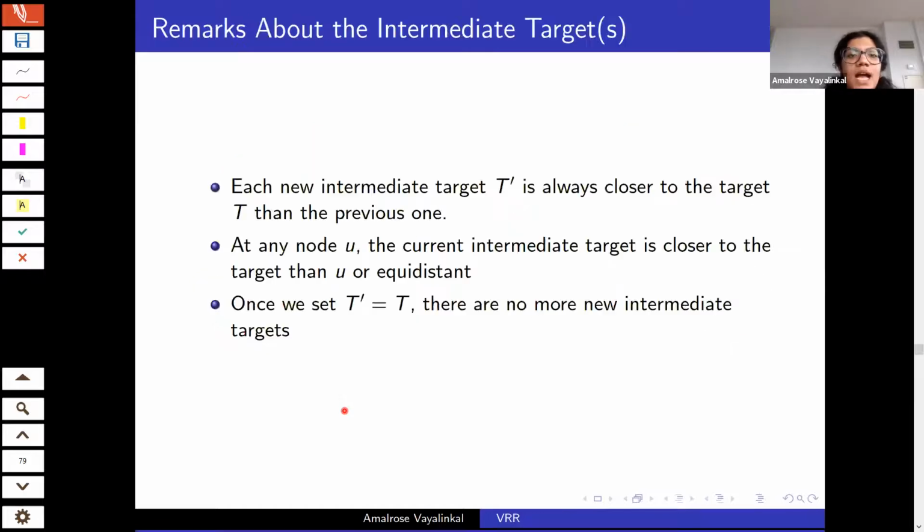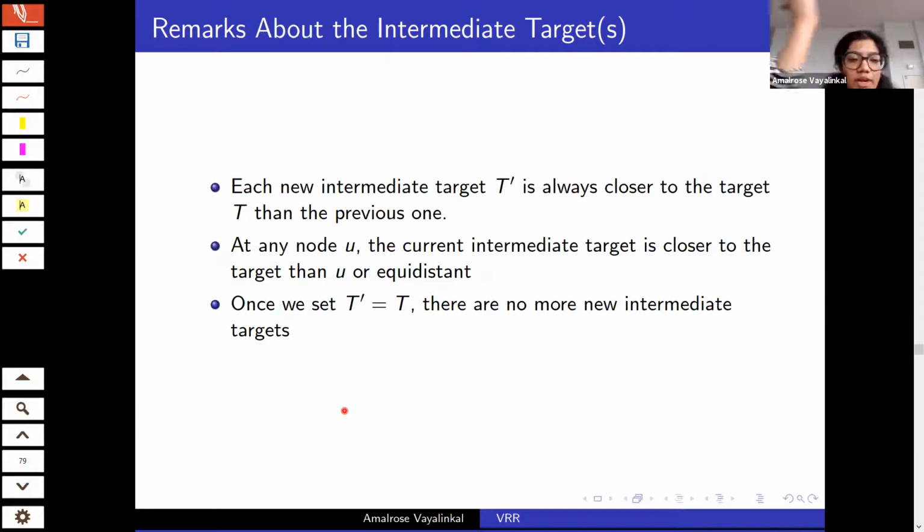Okay, so here are some remarks about the intermediate targets. Each new intermediate target T prime is always closer to the target T than the previous one. By definition, when do we set a new intermediate target? When the distance is smaller than the current intermediate target. And this is true even if we make it all the way and successfully reach an intermediate target: the next one will be closer because of the virtual ring. You have the next largest and the next smallest.